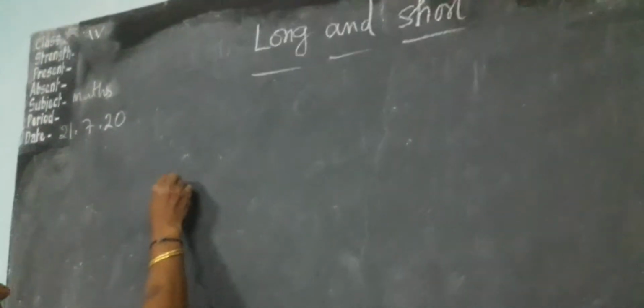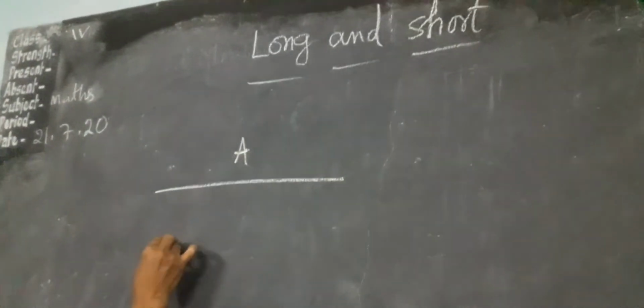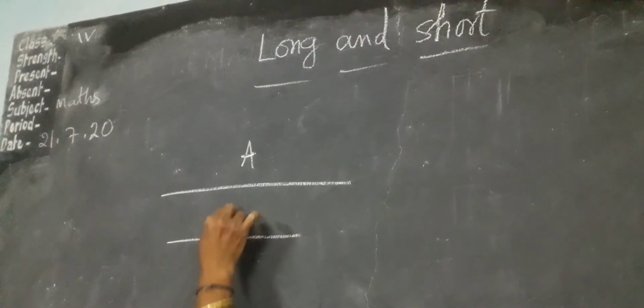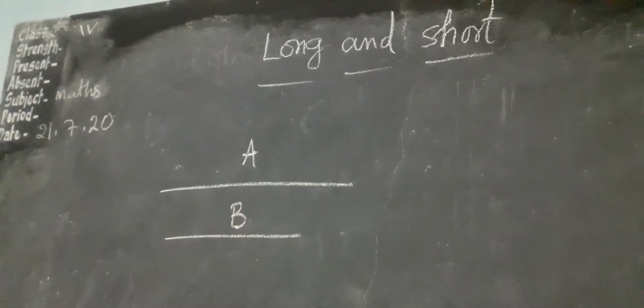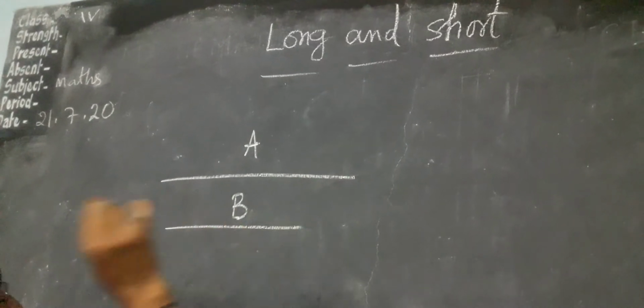Today we will study chapter 2, Long and Short, on page number 13. What do you mean by long and short? Look at the board. I am drawing a line A. This line's name is A. Another line I am drawing here, this one is B. Which line is long and which line is short?